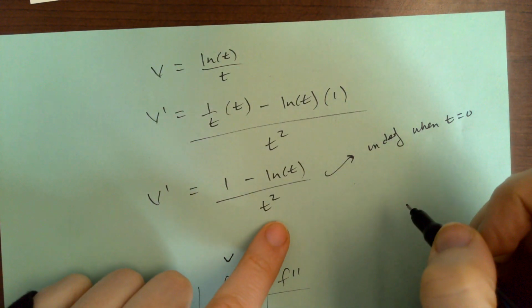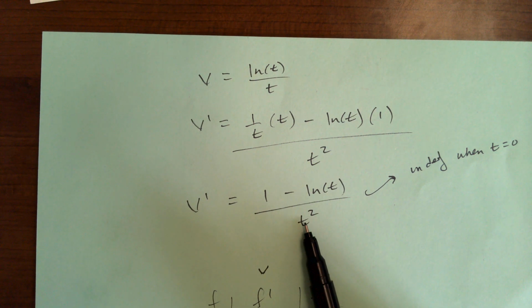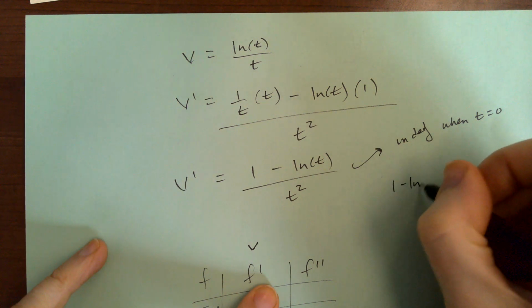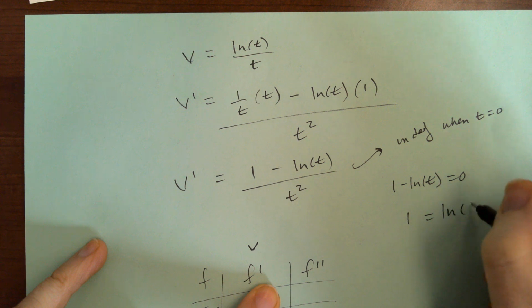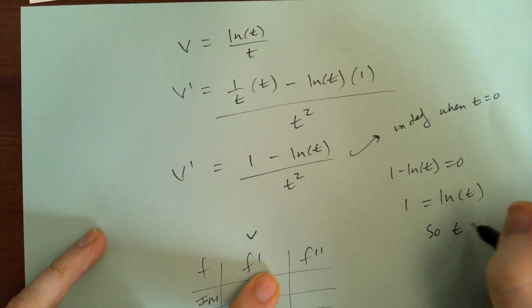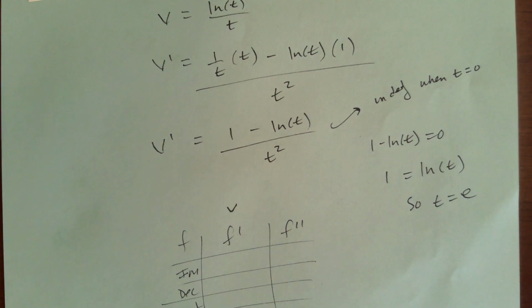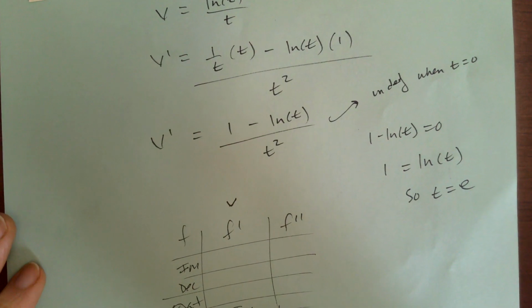Okay, the other critical number is going to be where this entire thing equals 0. Guys, a fraction equals 0 if the top equals 0. So 1 minus natural log of t equals 0. 1 equals natural log of t. So t is equal to e, right? T is equal to e. If that's not clear to you, think about it or ask me. Yeah, that should be clear. If it's not, please get help on that.